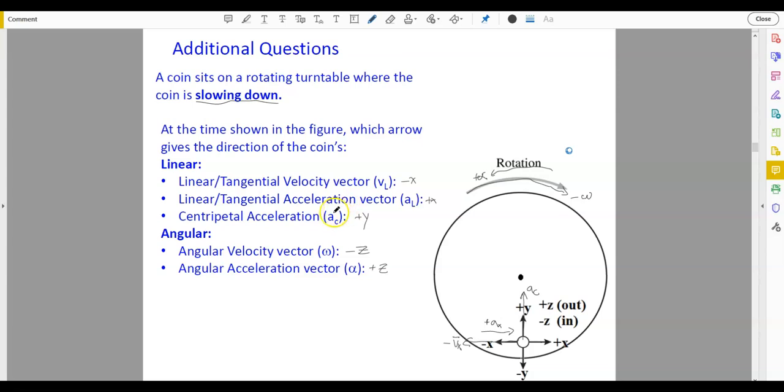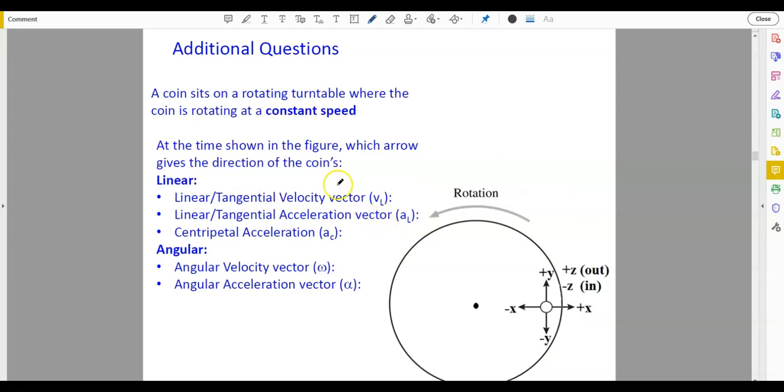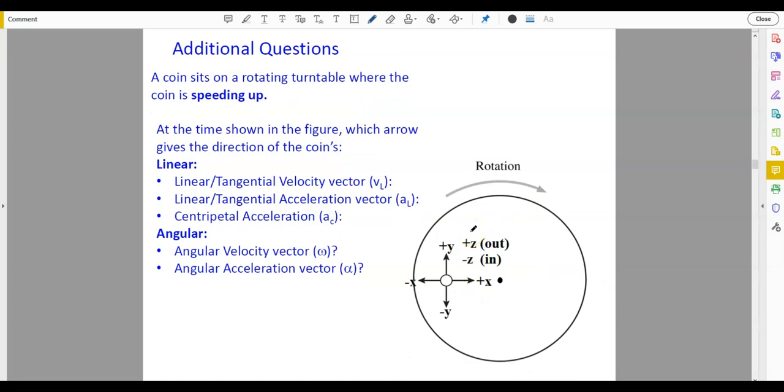So this is this problem, and hopefully you're getting a good point. Let's try one more. And this one is going to be an easier one. Let's do speeding up as it's rotating clockwise. Okay, so this wheel's rotating clockwise, and the wheel is speeding up. The coin is at this point here on the left side of the turntable.